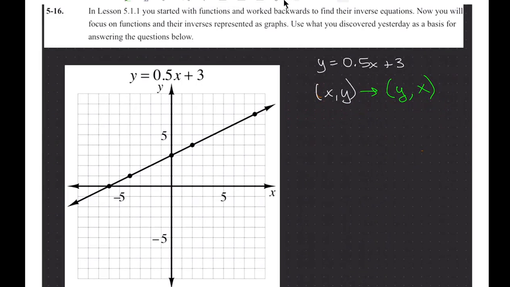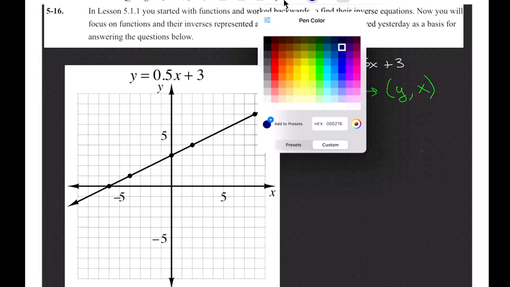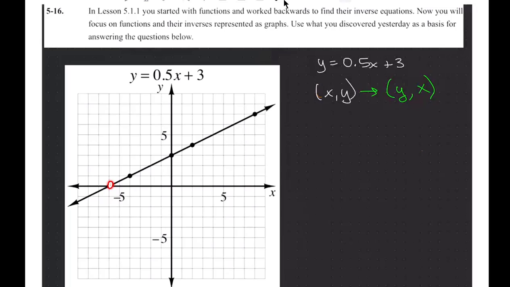So let's talk about some points on our graph, right? So let's go to here. It might be a little hard for you guys to see. So let's see if we can figure out that point. What's my x coordinate going to be? 1, 2, 3, 4, 5, 6. -6. And what's my y value going to be? 0, right? So I started with the point -6, 0. And if I wanted to find the inverse, what am I doing? Switching the x's and y's, and what do I end up with? 0, -6, right?